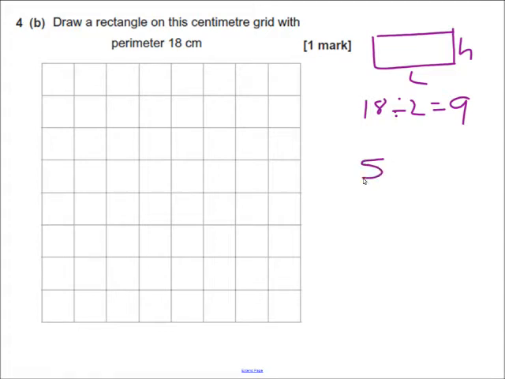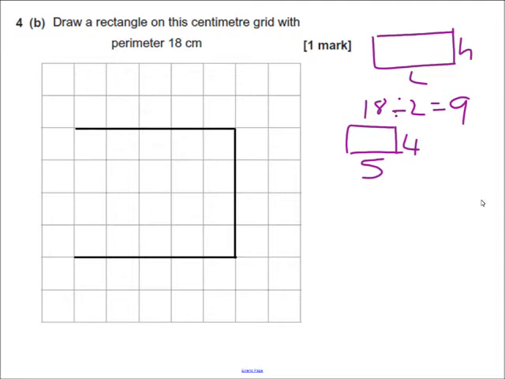So you could have a length of 5 and a height of 4 to create your perimeter of 18 centimetres. So let's do that. Create a length of 1, 2, 3, 4, 5 and a height of 1, 2, 3, 4. A length of 5 and a height of 4. And there we have our 5 by 4 rectangle that has a perimeter of 18 centimetres. 5 and 5, which is 10, 4 and 4, which is 18.